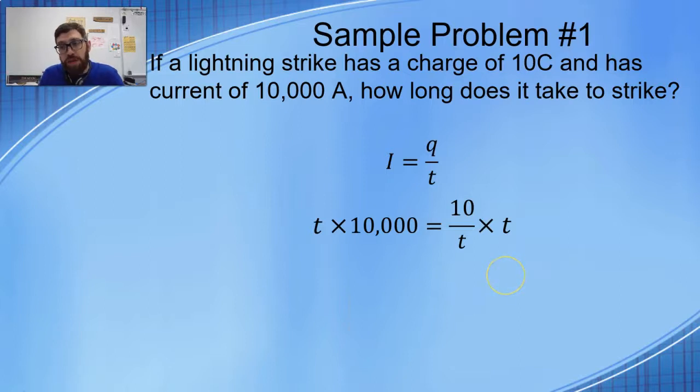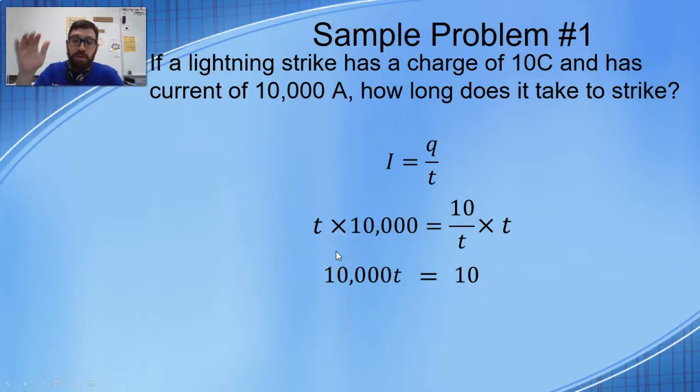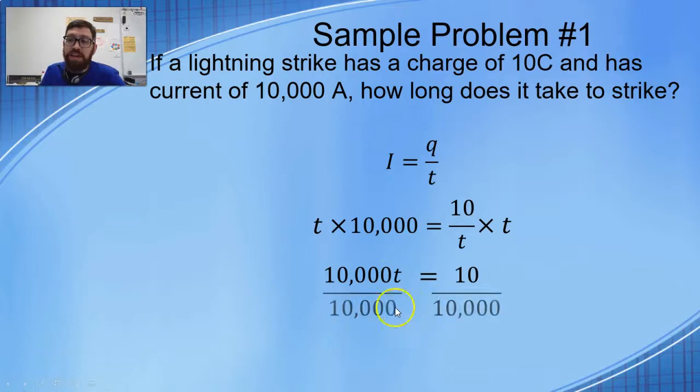That gives us a new equation. 10,000 T on the left equals 10 on the right. Because we got rid of the T on this side, we basically moved it to the other side in the numerator, not in the denominator anymore. And now to solve for T, we're going to always divide by the number next to what you're solving for. And again, the reason we're dividing is because these two next to each other are multiplied, so we're going to do the opposite. Going to divide by 10,000 on both sides.